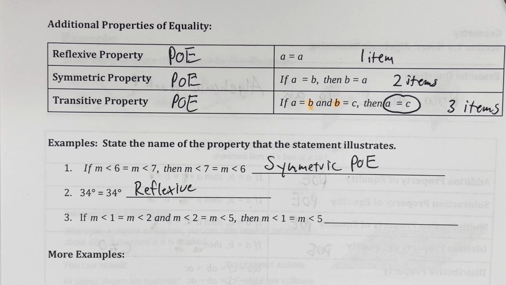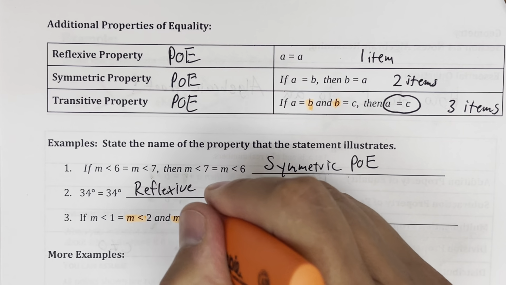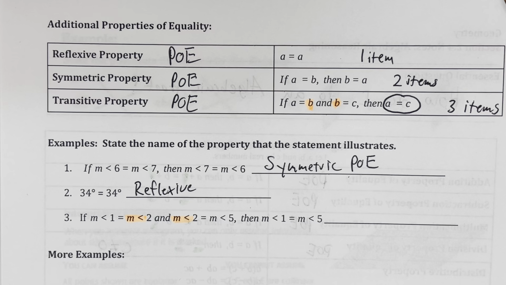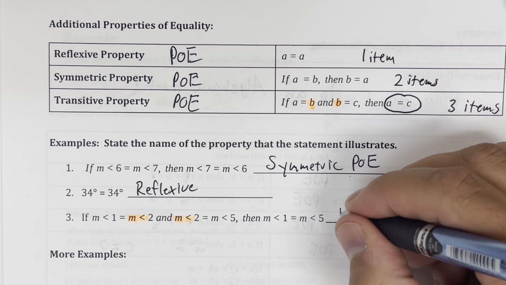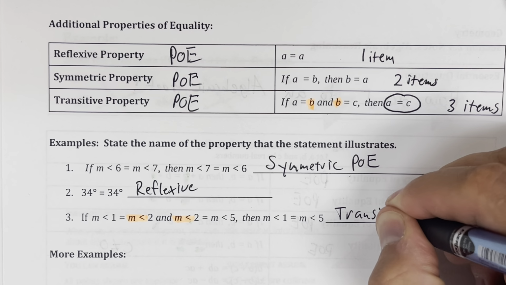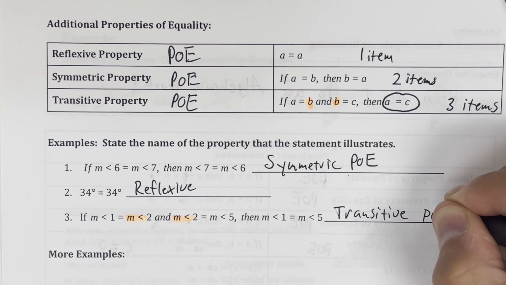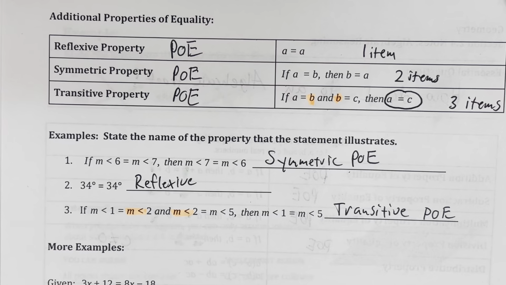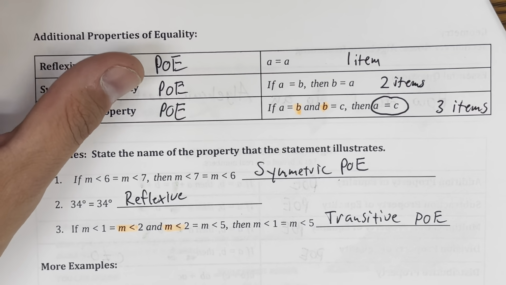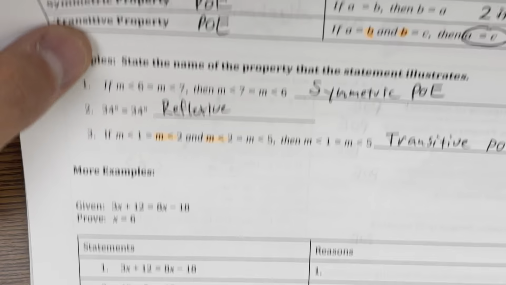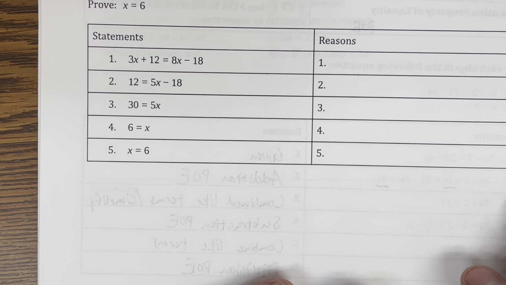Okay. So the next one says measure angle 1 equals measure angle 2. 2 is equal to 5. So 2 is in common for both. So since 2 is equal to 1 and 2 is equal to 5, then 1 would also have to equal 5 by the transitive property of equality. So you will have to recognize those. Some more examples here.